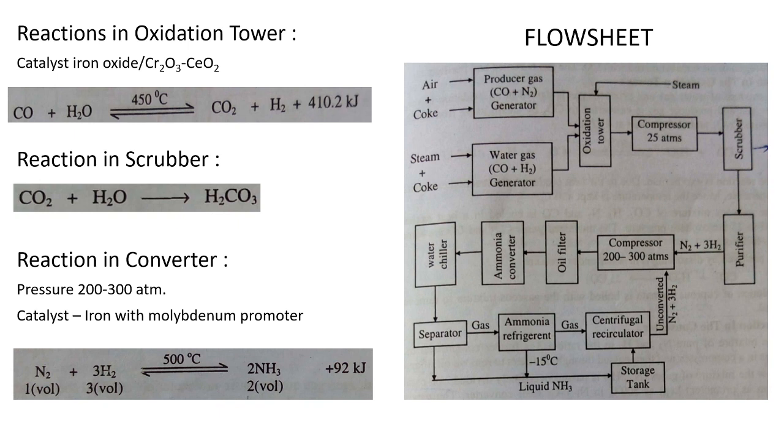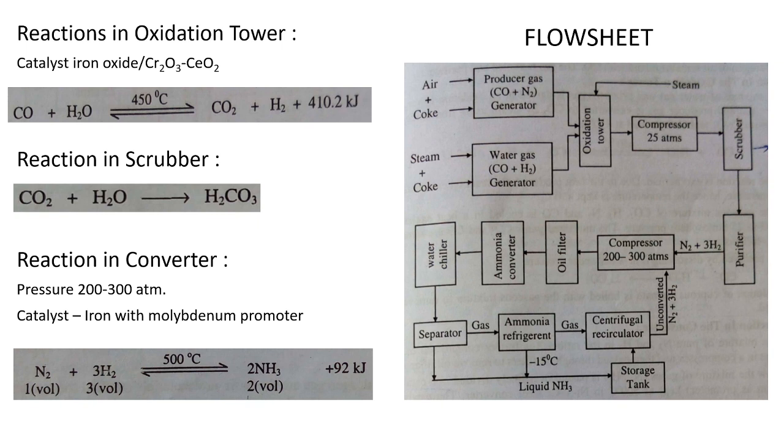Here you can see after the ammonia converter they are sent to the water chiller. First they are chilled by the water chiller, so a lot of energy is absorbed, and then ammonia refrigeration at minus 15 degrees Celsius. The products are cooled so that liquid ammonia is formed at the storage tank, and then mixed with fresh compressed gas mixture in the compressor and recirculated.